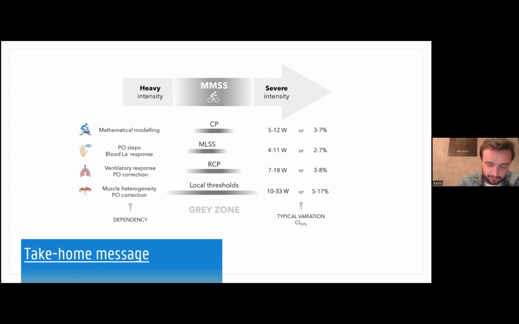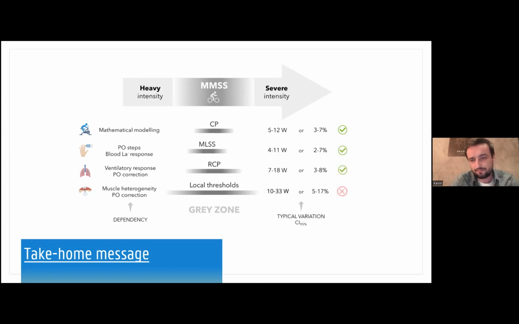So the message here is that if you use those thresholds in research or practice, you should always account for what we call a certain gray zone of typical variation, and also the methodological factors that can influence those thresholds, which are listed on the left. Okay, so that's about the first part on thresholds.